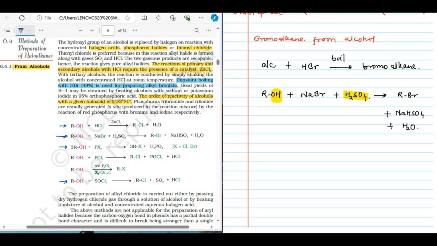Let's read from the book. The preparation of alkyl chloride is carried out either by passing dry chlorine gas through the solution of alcohol or heating the mixture of alcohol with concentrated aqueous halogen acid.